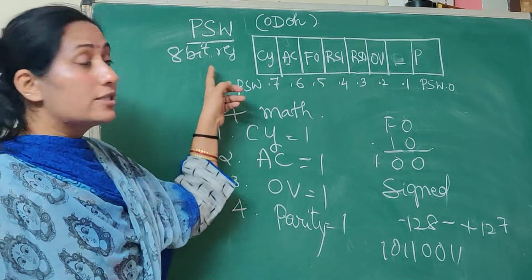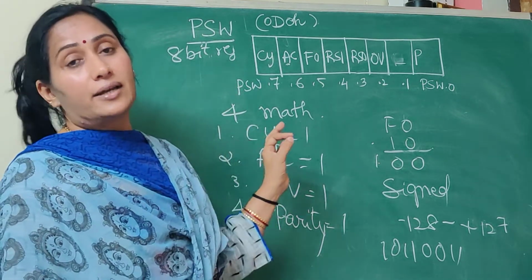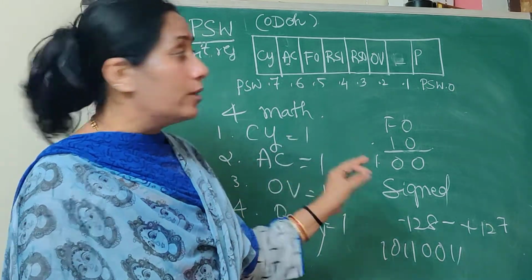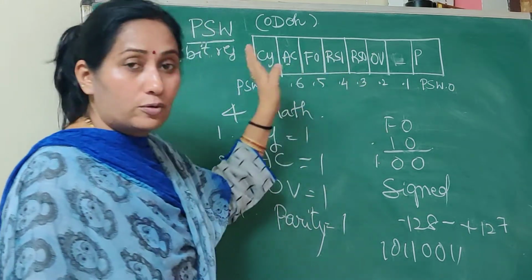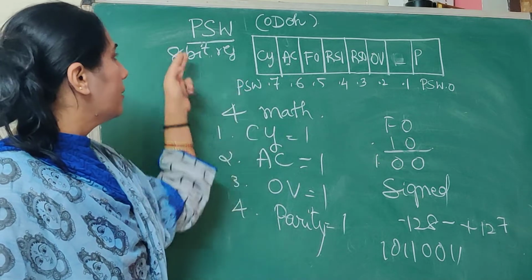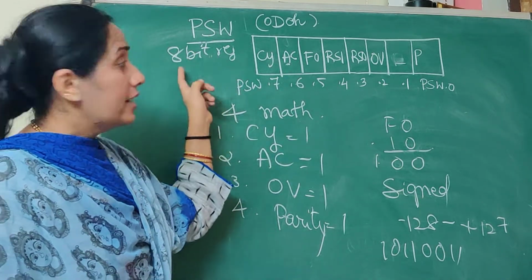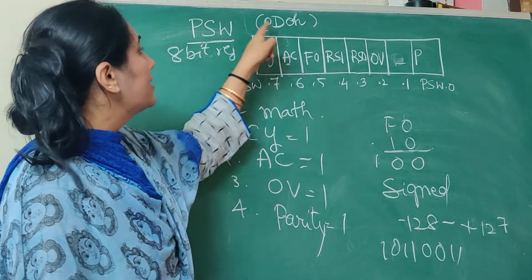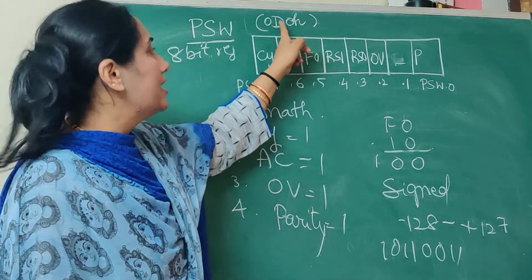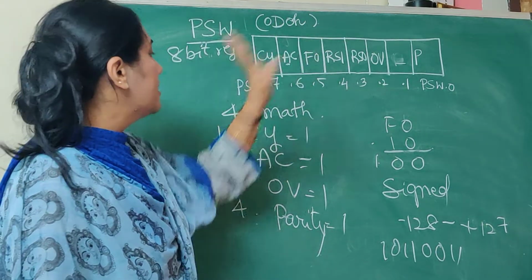PSW explain ಮಾಡ್ರಿ, give the bit pattern, explain the bit pattern of PSW ಅಂತಂದ್ರೆ ಈ ಫಿಗರ್ ಫುಲ್ ಹಾಕಬೇಕು. ಹಾಕಿ ಏನು ಹೇಳಬೇಕು? It is an 8-bit register, it's a flag register, its address is D0 hex. D0 hex ಅಂತ ಬರೆದ್ರು ಓಕೆ, D0 hex.